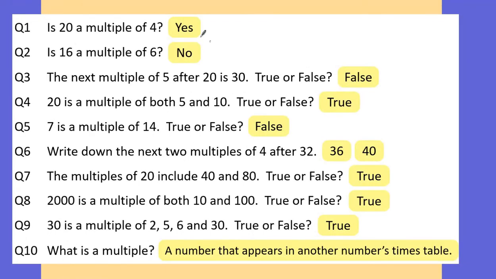Let's look at the answers. The answers were yes, no, false, true, false, 36 and 40, true, true, true, and a multiple is just a number that appears in another number's times table, as we went through at the beginning of the lesson.